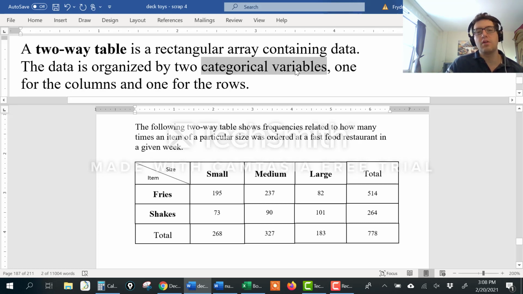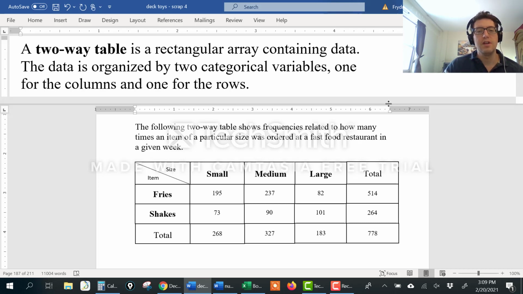But with a categorical variable, there are only a few options for the variable. So for example, in this two-way table, we have size over here, and the size could only be small, medium, large. That's it, okay? And we also have another categorical variable, item, and item can only take on the value of fries or shakes. So those are the only items we have, and the only sizes that we have are small, medium, and large. Nothing else.